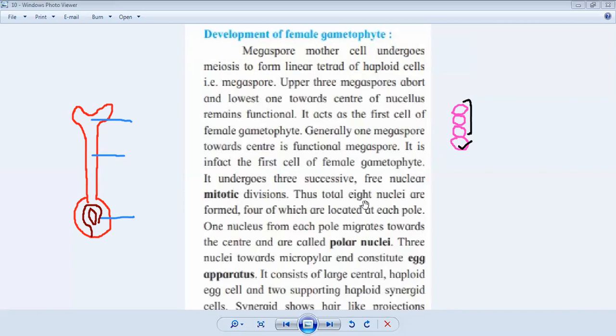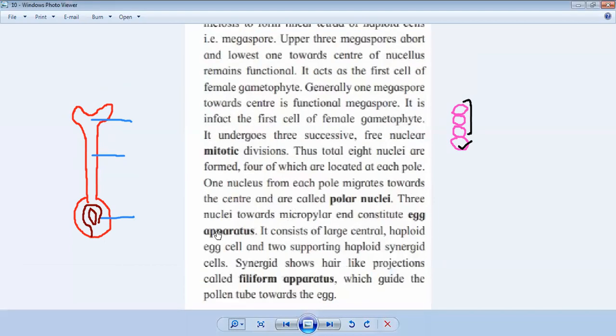Thus, a total of 8 nuclei are formed, 4 of which are located at each pole. One nucleus from each pole migrates towards the center and is called the polar nuclei. 3 nuclei toward the micropylar end constitute the egg apparatus. It consists of the large central haploid egg cell and 2 supporting haploid synergid cells. Synergids show hair-like projections called the filiform apparatus, which guide the pollen tube towards the egg.